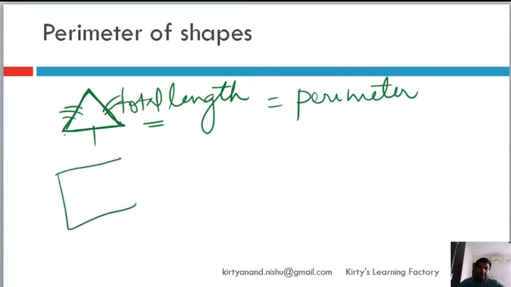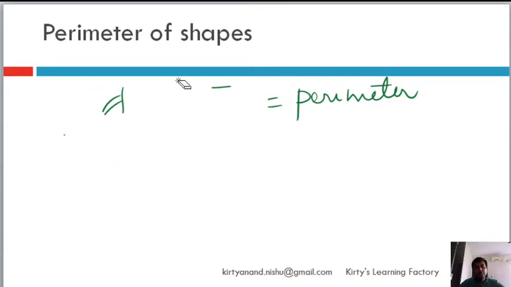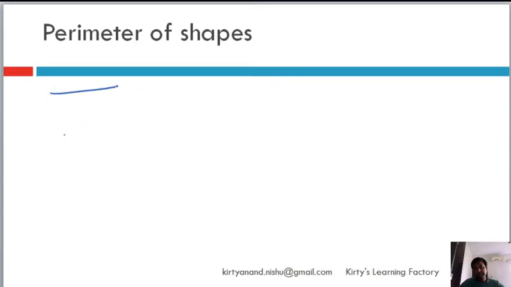Similarly, for a quadrilateral, let's say this is 2 centimeters, this is 3 centimeters, this is 4, this is 5. So the perimeter will be 2 plus 3 plus 4 plus 5. That's it. There is nothing else that you need to know. There is no formula that you need to remember. Now you will say that if there is no formula that I need to remember, then why is the formula there? The formula is there only to make things possibly a little bit easier. But if you know the concept, there is no need to know the formula.